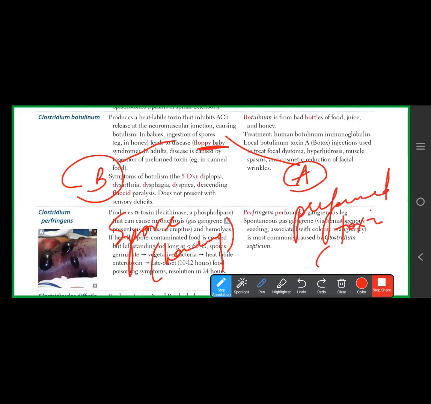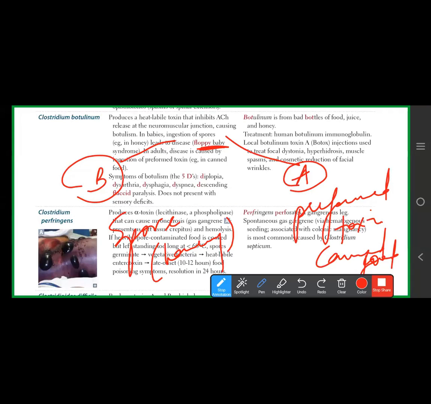That is basically seen in canned food. They will not always tell you whether it's a preformed toxin or a spore, but they will tell you it's canned food or honey. So you have to look for clue words like that: canned food, honey, reheated rice, or hamburger. These clue words are very important. The floppy baby syndrome in a child is seen when spores are ingested.